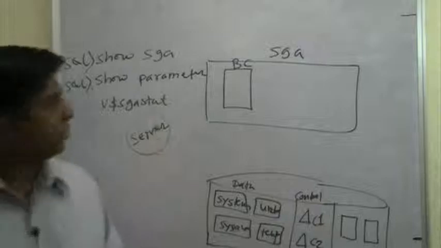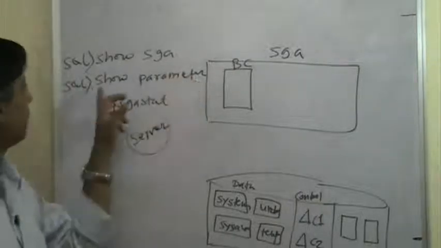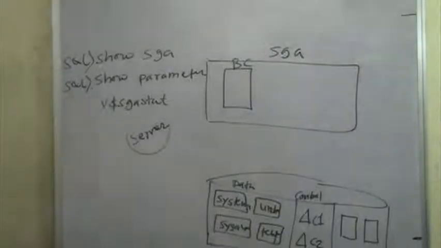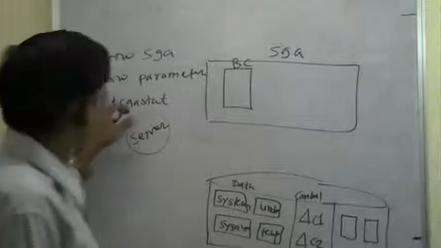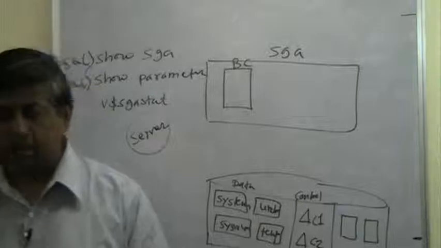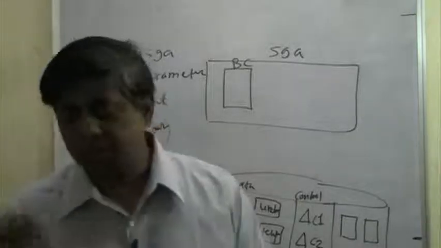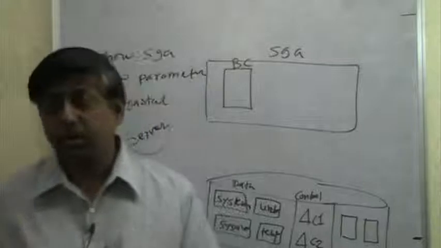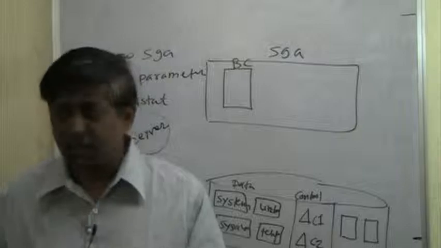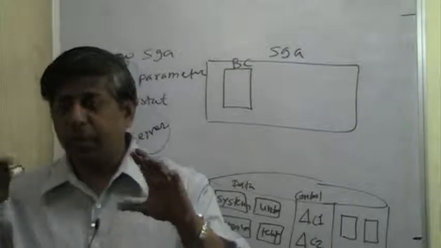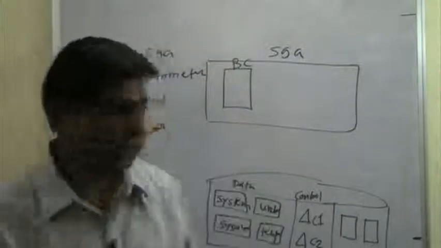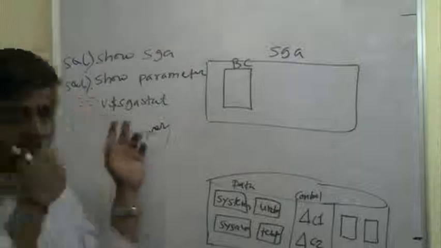So any of these. I would say either show SGA, that is number one. Second thing is show parameter sga_target, not sga_target_size, sga_target. Not to be confused with the command show parameter sga_max_size. There is a fundamental difference between SGA target and SGA max size. SGA target is the size of your SGA, and SGA max size is the maximum limit that you can have on your SGA size.